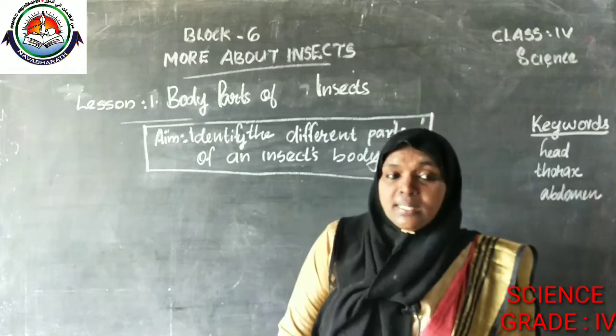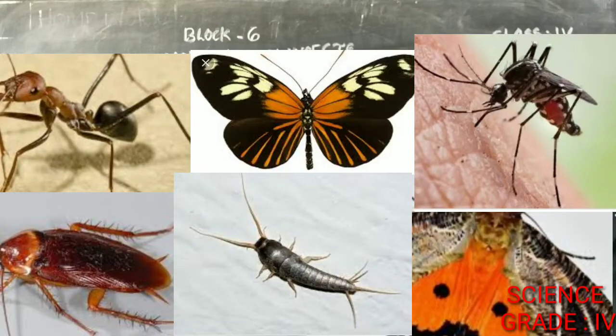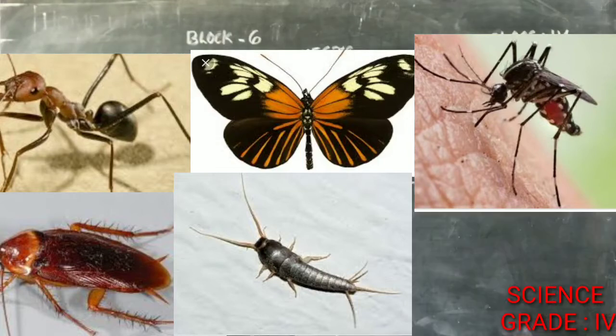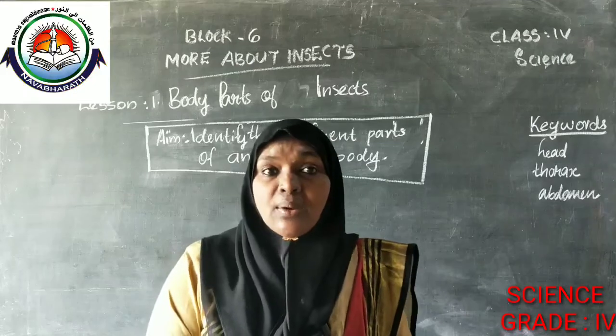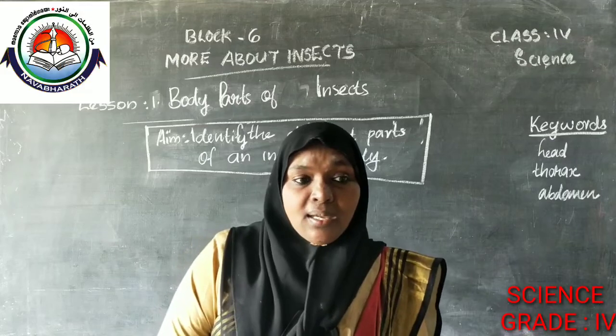Okay, dear children, please look at the board. You can see some beautiful insects: ant, butterfly, cockroach, moth, silverfish, then mosquitoes. Many insects you have to see. Then, what parts does an insect have? Yes, they have eyes, legs, head.